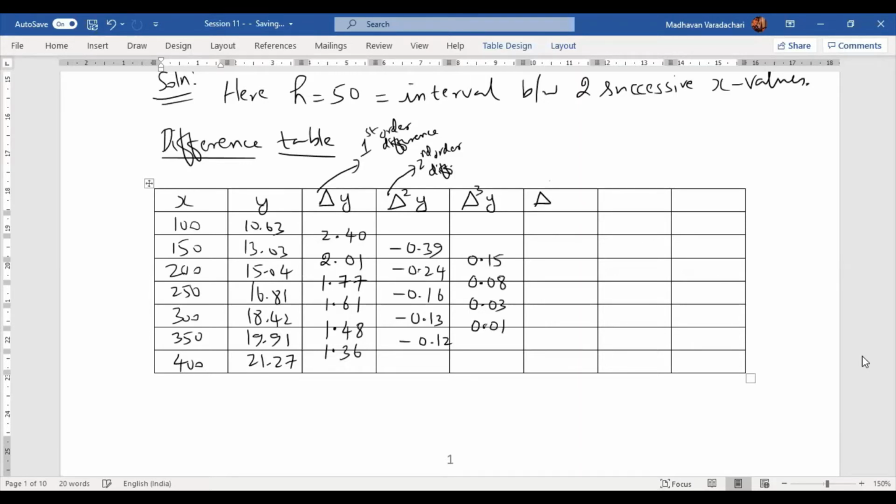Then comes delta power 4 y. So this minus this means 0.08 minus 0.15. It will be negative 0.07. This will be negative 0.05. This will be negative 0.02. Then the next one, fifth order difference, negative 0.05 minus of minus 0.07, you get positive 0.02. If you subtract these two, you get positive 0.03. Then the last. Why last? Because here you land up with only one value. There will be nothing to subtract subsequently, so you are stopping there.